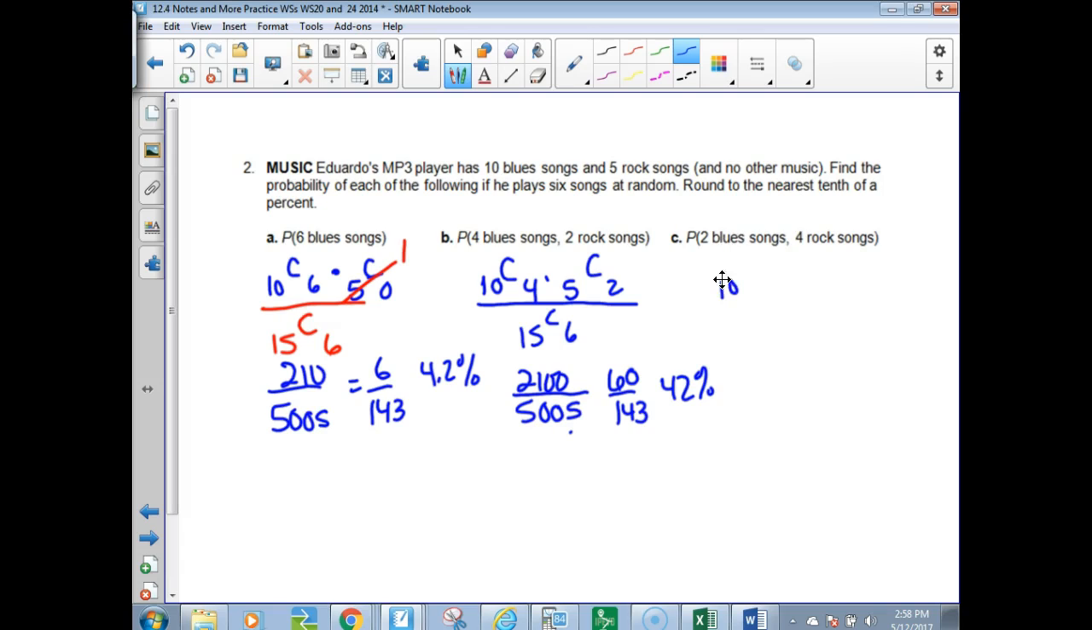Now we got 2 blue songs, 10C2 times 5C4 divided by 15C6. You guys are probably faster at typing this in on your calculators than me. When you hit the math, you can just type it all in and then hit math, enter, as long as you are careful how you type it. 45 over 1001, and it's about 4.5%.